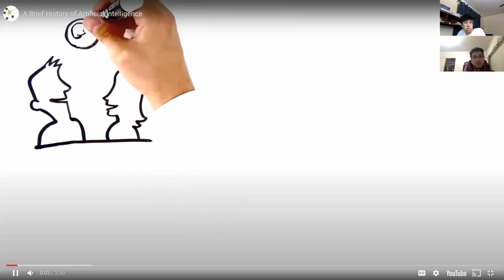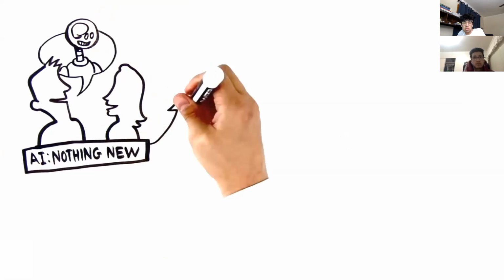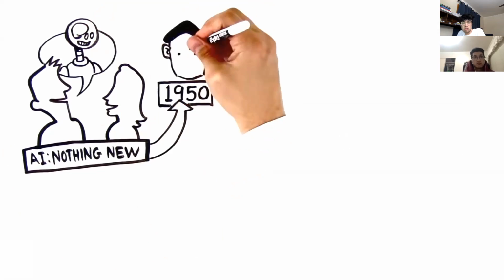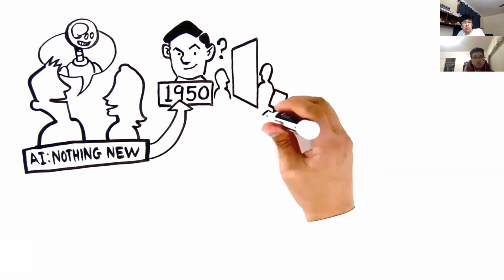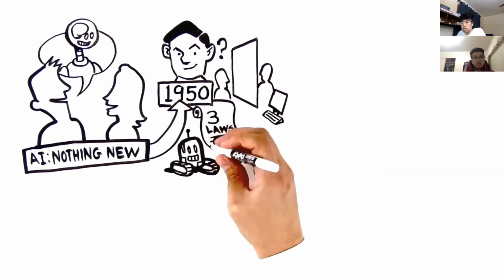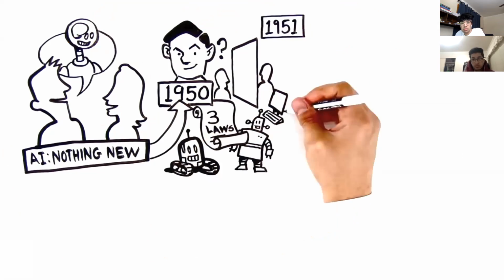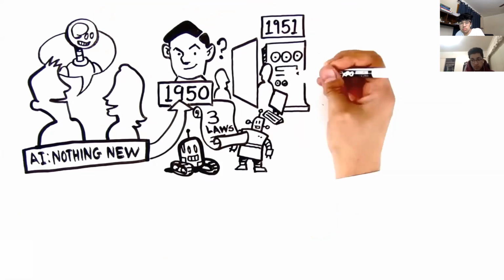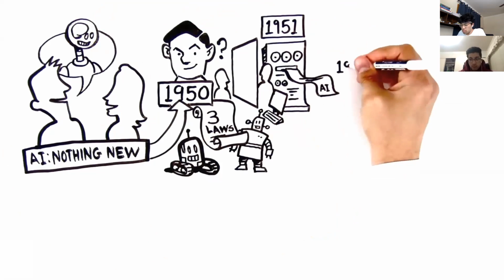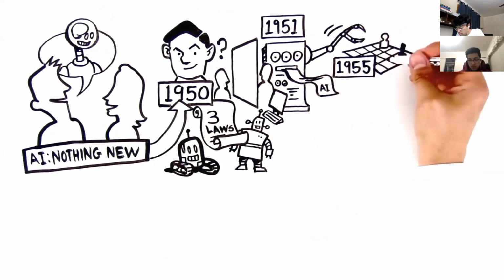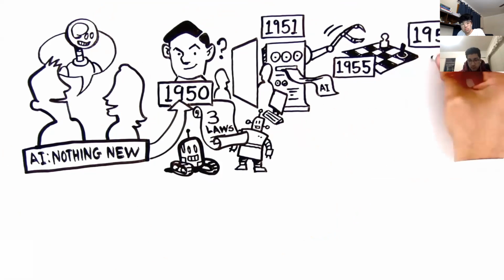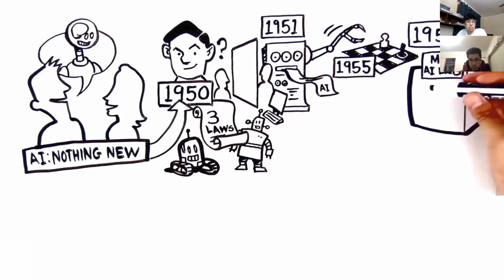While everyone seems to be talking about artificial intelligence these days, it's good to remember that this is not something new. In 1950, Alan Turing proposed the Turing test. That same year, Isaac Asimov proposed the 3 laws of robotics. In 1951, the first AI-based program was written. In 1955, the first self-learning game-playing program was created. In 1959, the MIT AI Lab is set up.